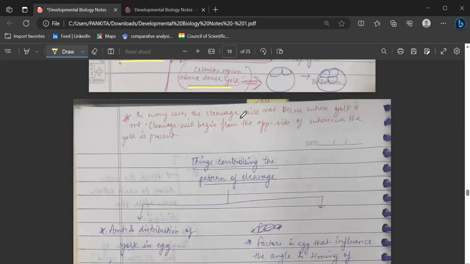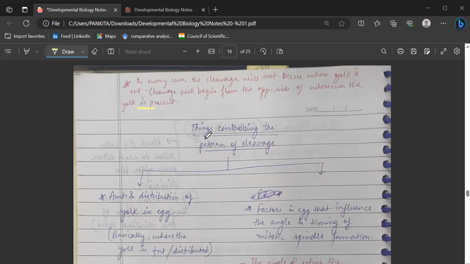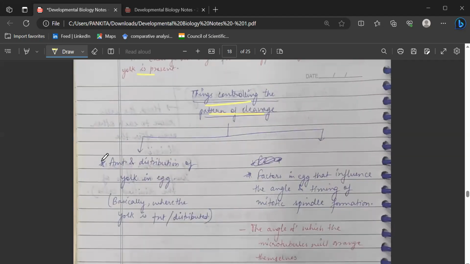In each case, the cleavage will not occur where yolk is present, and cleavage will begin from the opposite side of wherever the yolk is present. Things which control the pattern of cleavage include the amount and distribution of yolk in the egg cell, basically wherever the yolk is present or distributed.